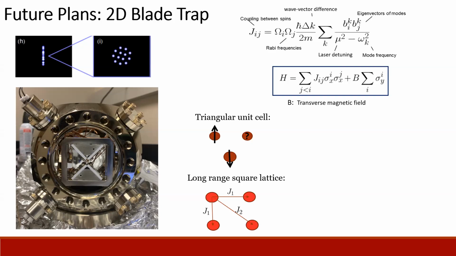We can also tune our interaction range, and we can vary our frequencies, phases, and beam amplitudes to create a whole variety of different two-dimensional Hamiltonians to have in our toolbox.